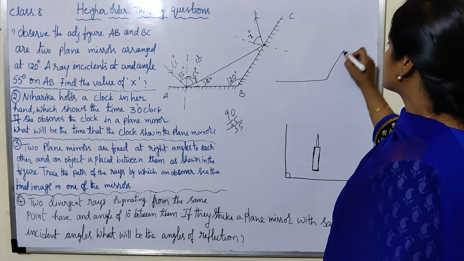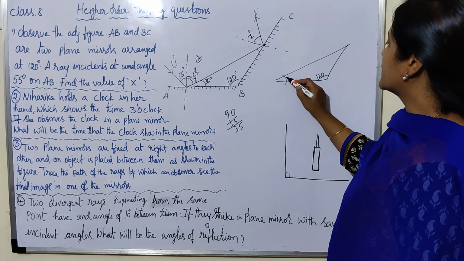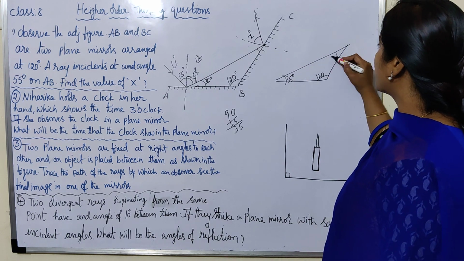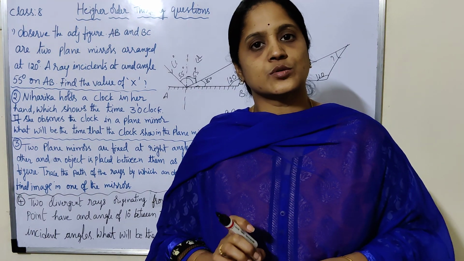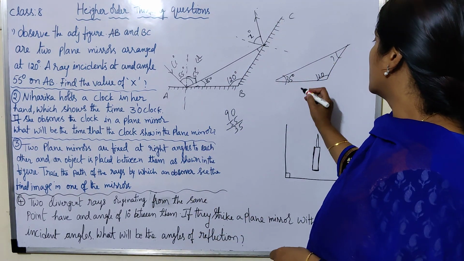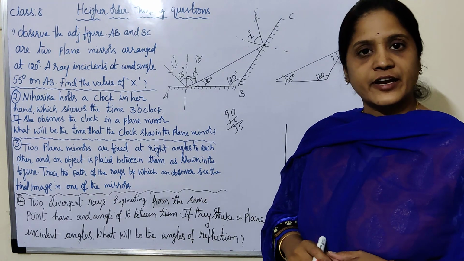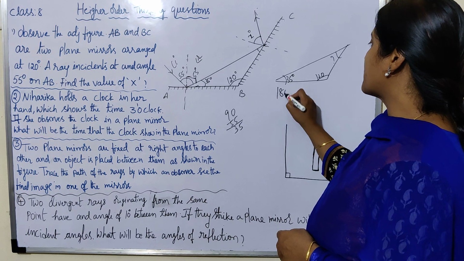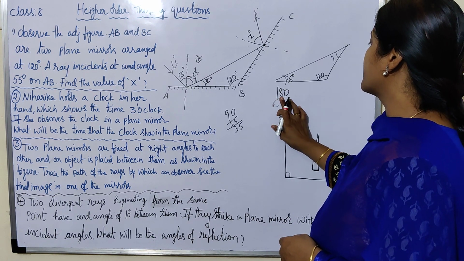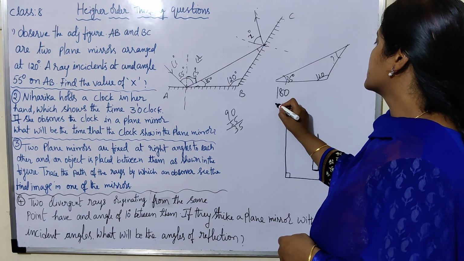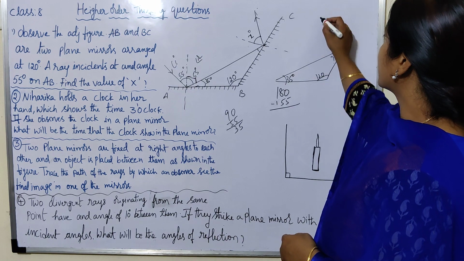From this triangle, this is 120 degrees and this is 35 degrees. Then find the remaining angle. The sum of the angles in a triangle is equal to 180. So 35 plus 120, how much? 155 degrees. This you subtract from 180. Are you understanding?